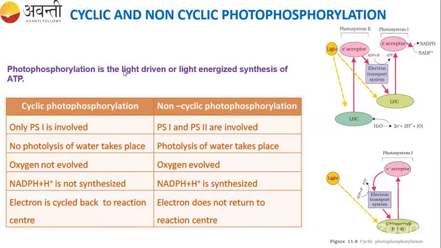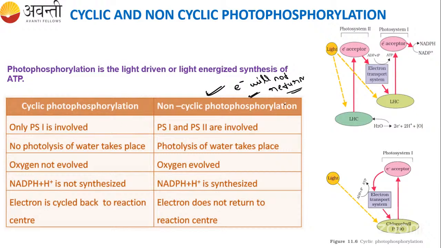Okay, so first let us learn about the non-cyclic photophosphorylation. Then we'll go to the cyclic photophosphorylation. Here non-cyclic means the electron which is cycling here does not return to the same molecule again. So that's why it is called non-cyclic. The electron will not return again.